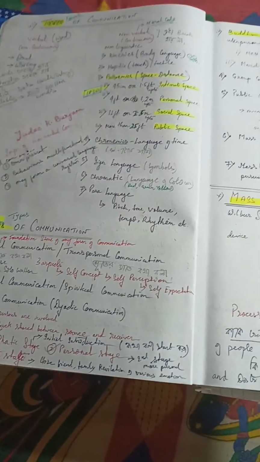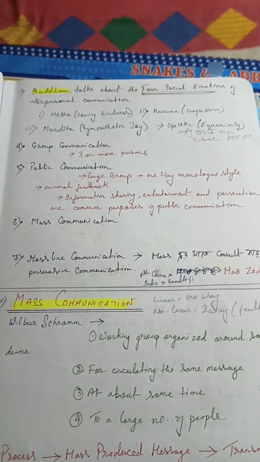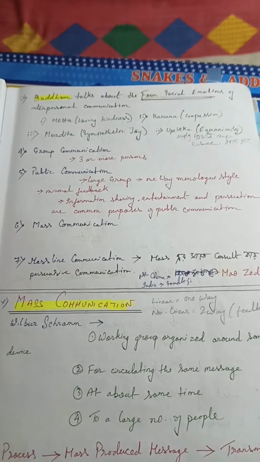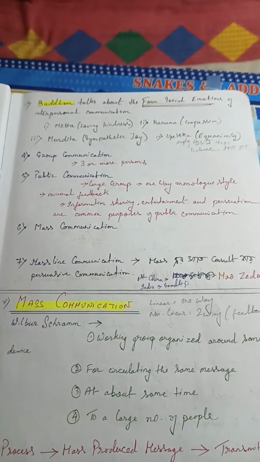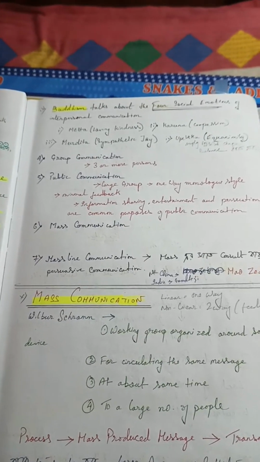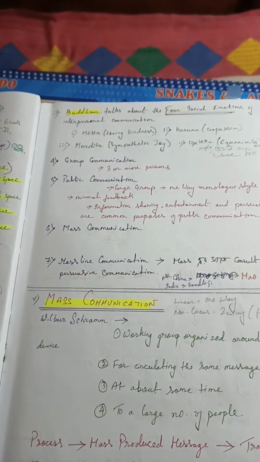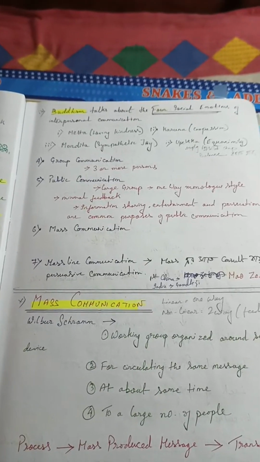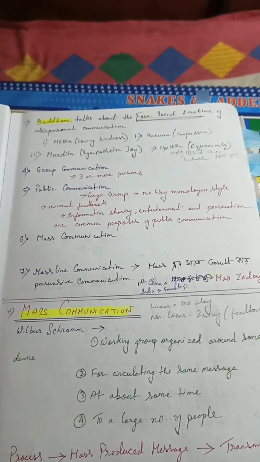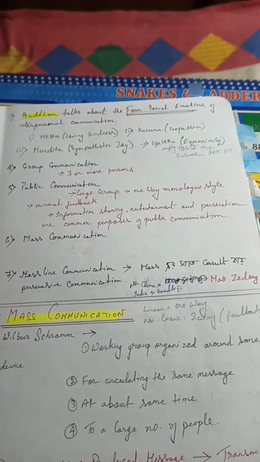Now next we are going to discuss Buddhism. Buddhism talks about 4 social emotions of interpersonal communication: metta, karuna, mudita, and upekkha. What is metta? What is karuna? What is mudita? What is upekkha? Metta means loving kindness. Karuna means compassion. Mudita means sympathetic joy. Upekkha means equanimity, deeply understanding something.